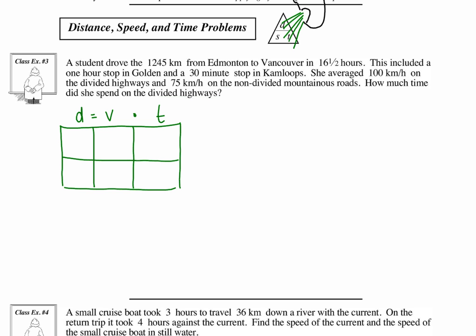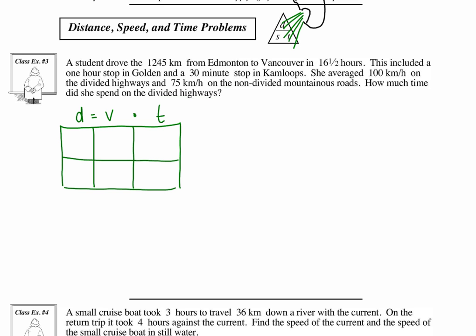A student drove 1,245 kilometers from Edmonton to Vancouver in 16 and a half hours. This included a 1-hour stop in Golden and a 30-minute stop in Kamloops. She averaged 100 kilometers per hour on the divided highways and 70 on the non-divided. How much time did she spend on the divided highways?